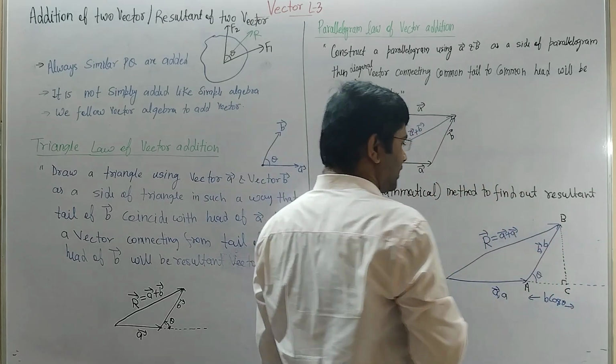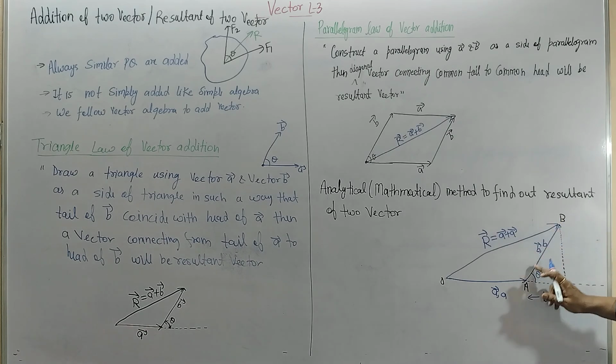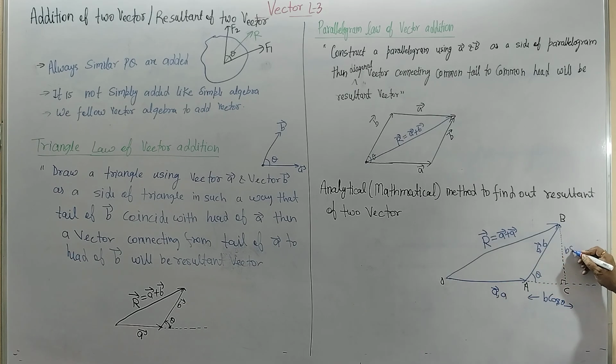What is the value of this one? This is AB sin theta, AB sin theta equal to BC. So AB is B here, so we can write here this value B sin theta. This is the CB value, CB or BC. So B sin theta, B cos theta.